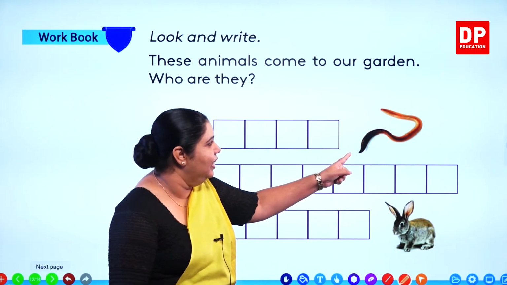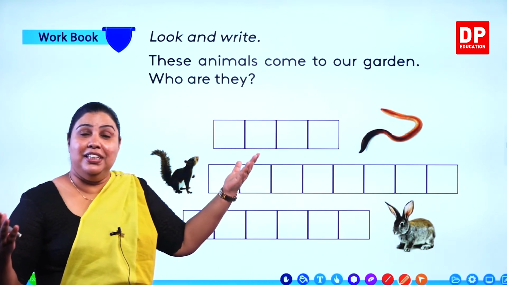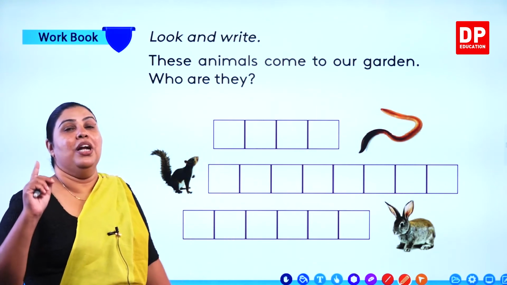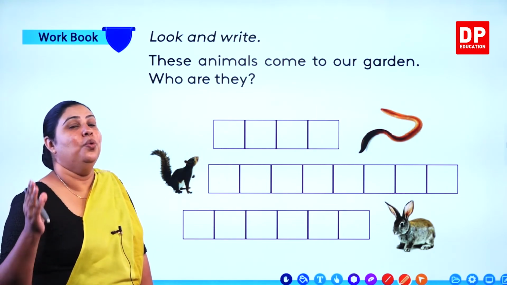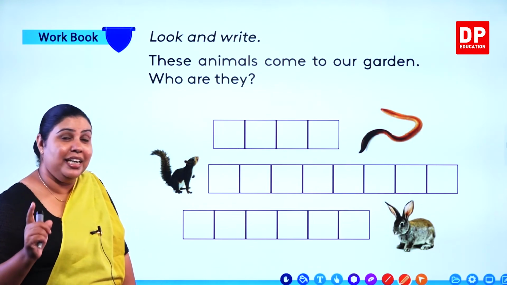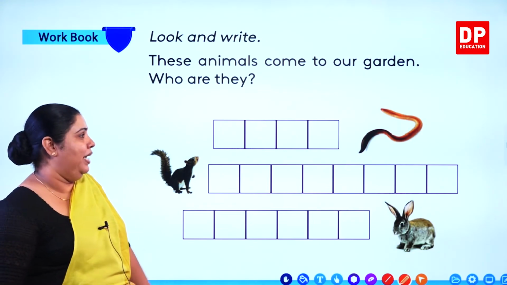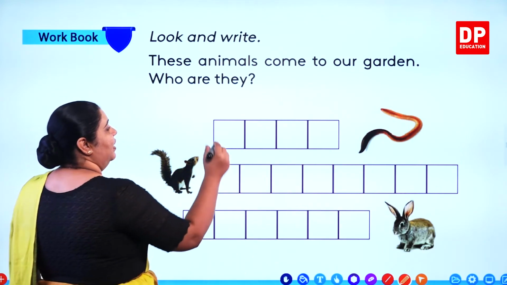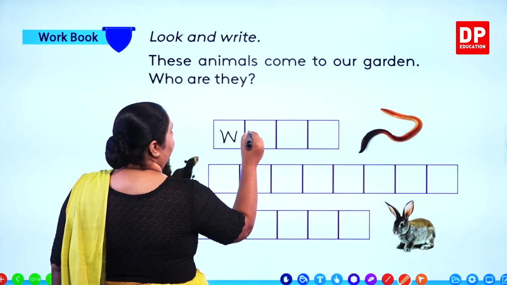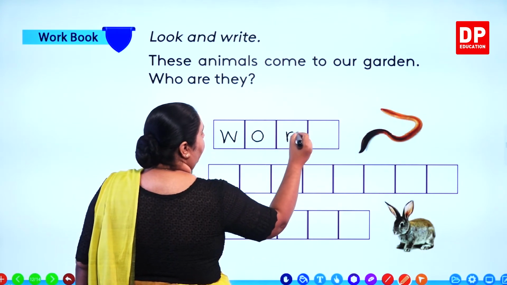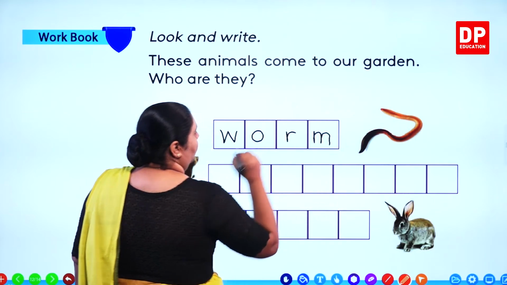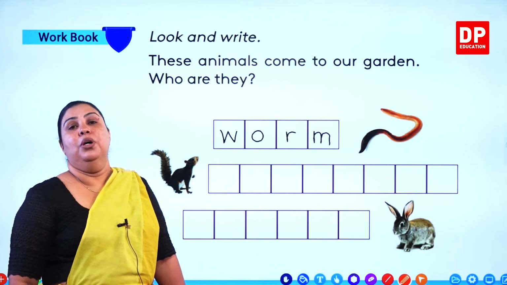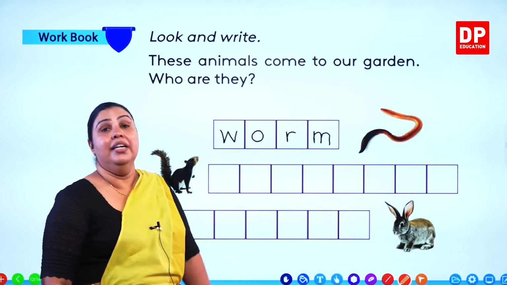Now who is this? No legs. They live in the soil. Can you remember? In the pupils book we learned? Right. So now who is this? Who am I? It is the worm. How did we write the word worm? W-O-R-M. Worm. This is how you write the word worm.